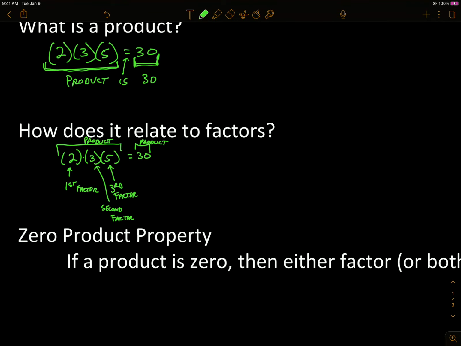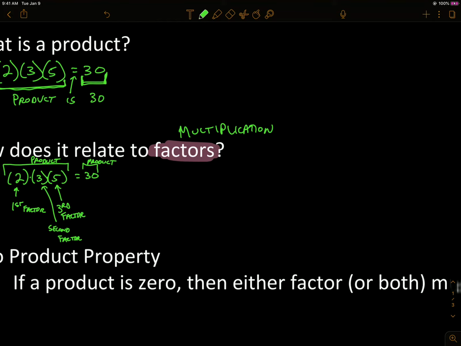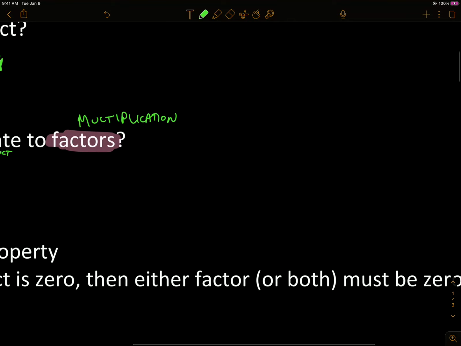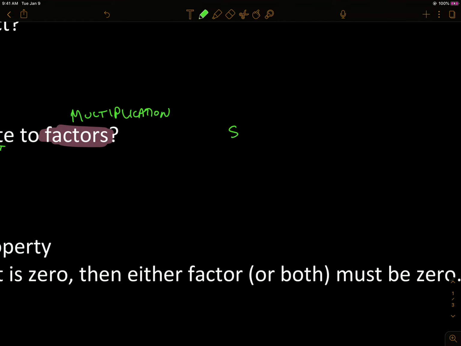So we just reviewed factors. Factors means things that are multiplied or connected by multiplication. That's a review of that. We also wanted to review degree. So if we have a polynomial in standard form, those terms are not connected by multiplication. It's connected by addition and subtraction.